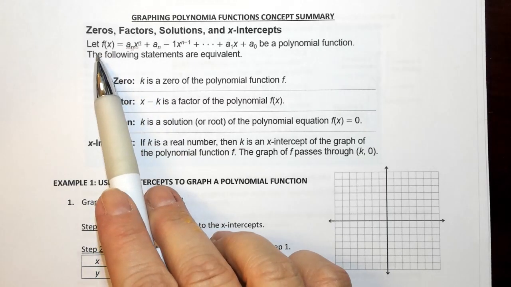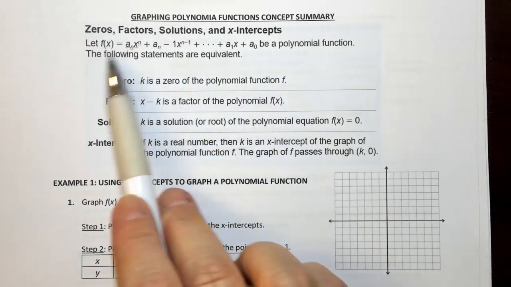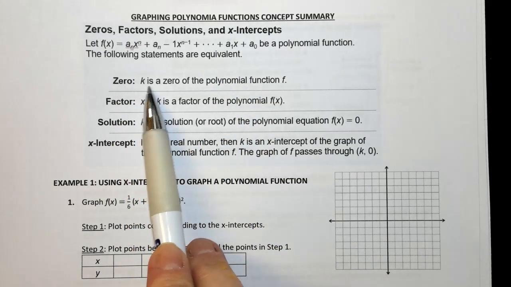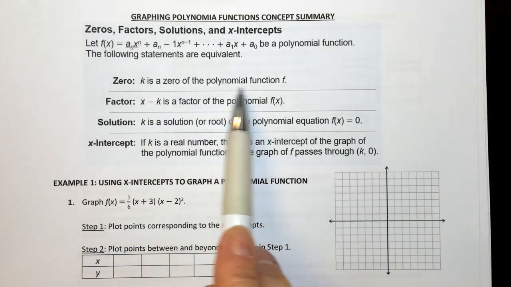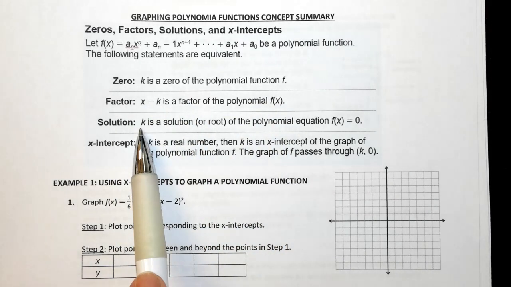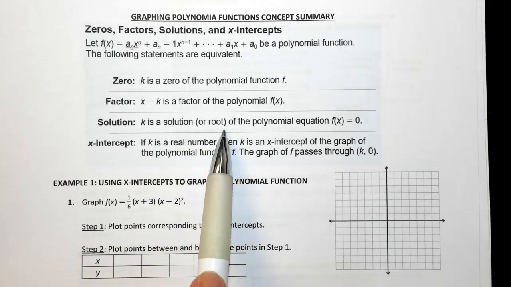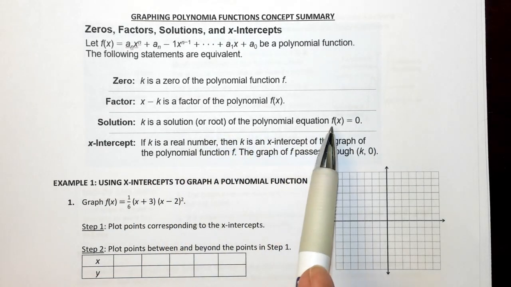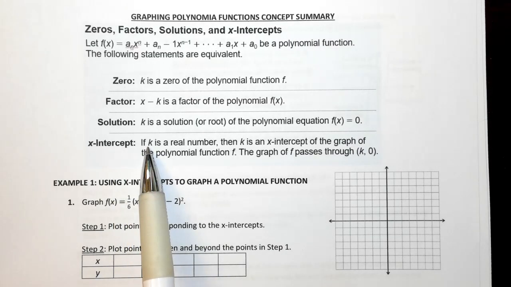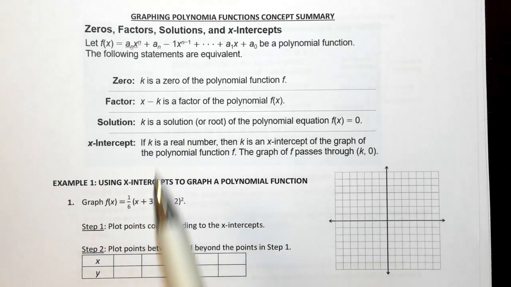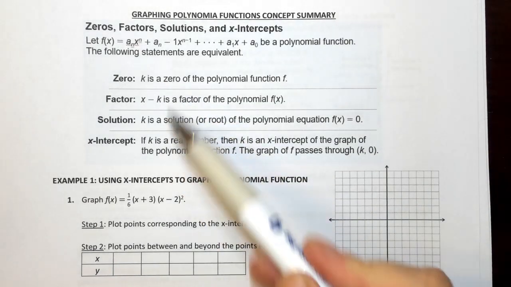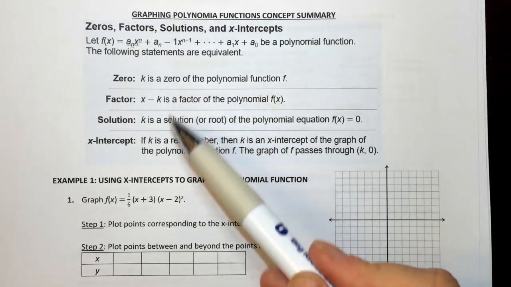This one's just saying let f of x equal this, be a polynomial function. The following statements are equivalent. Your k value is the zero of the polynomial function. Your factor is x minus k. The solution, k is a solution or root of the polynomial equation f of x equals 0. And our x-intercept, if k is a real number, then k is the x-intercept. As we go through this lesson, what they're trying to say is these are very similar. They have things in common.